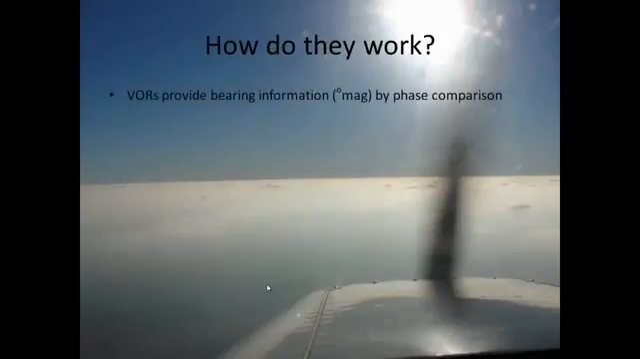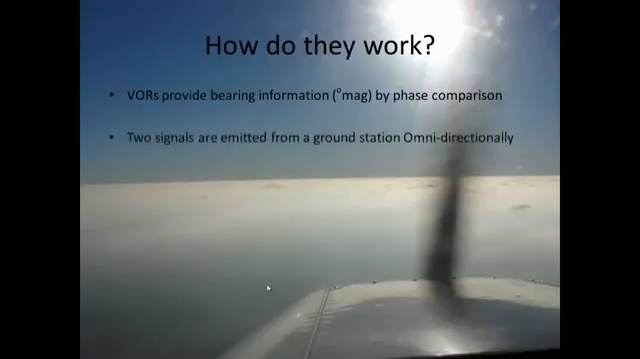They work by providing bearing information in degrees magnetic by phase comparison. I'm going to briefly explain what phase comparison is now for you. Effectively, the VOR on the ground emits a signal omnidirectionally. Omnidirectionally means that it emits a signal in all directions. That's what omni means.